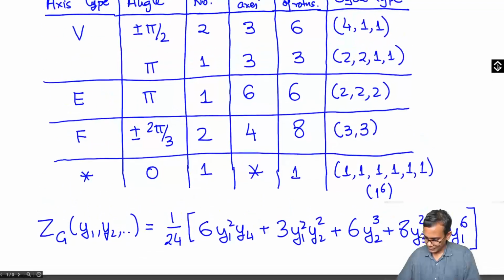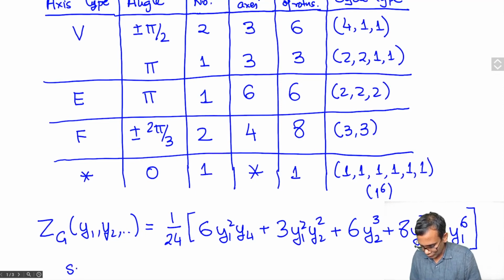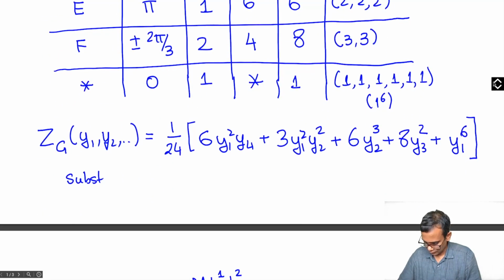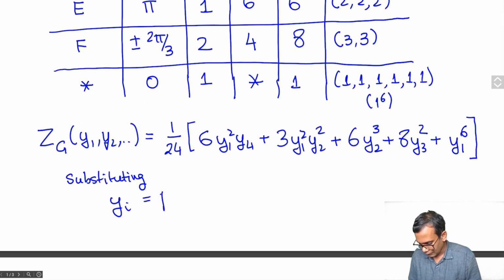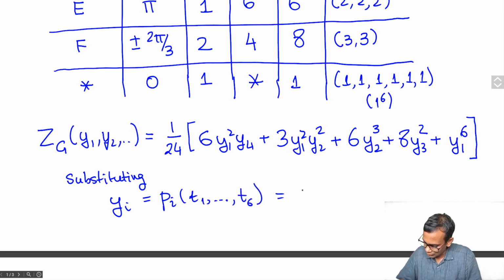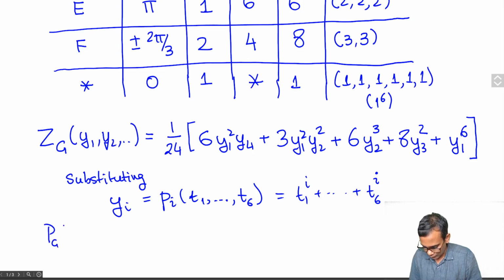That's the cycle index polynomial. And if we substitute y_i to be p_i, t1 to the power i plus t2 to the power i plus up to t6 to the power i, so you can color this thing with up to 6 colors, so I'll just take 6 variables here, then we'll get the Polya polynomial P_G of t1 to t6. And you can compute this with a little bit of hard work or a computer.